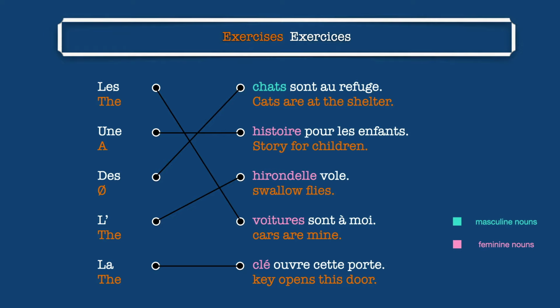And the last one, the key opens this door. La clé ouvre cette porte. In this sentence, it might be a situation where you have a key in your hand, and someone tells you which door you can open.